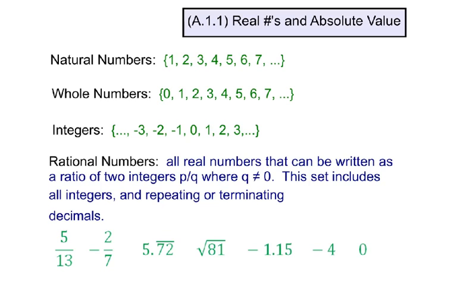Rational numbers are real numbers that can be written as a ratio of two integers, P over Q, where Q does not equal 0. Remember, we cannot divide by 0, so it cannot be the denominator for a fraction. This set includes all integers and repeating or terminating decimals. So any decimal that terminates or any decimal that repeats forever would be included with rational numbers as well as integers.